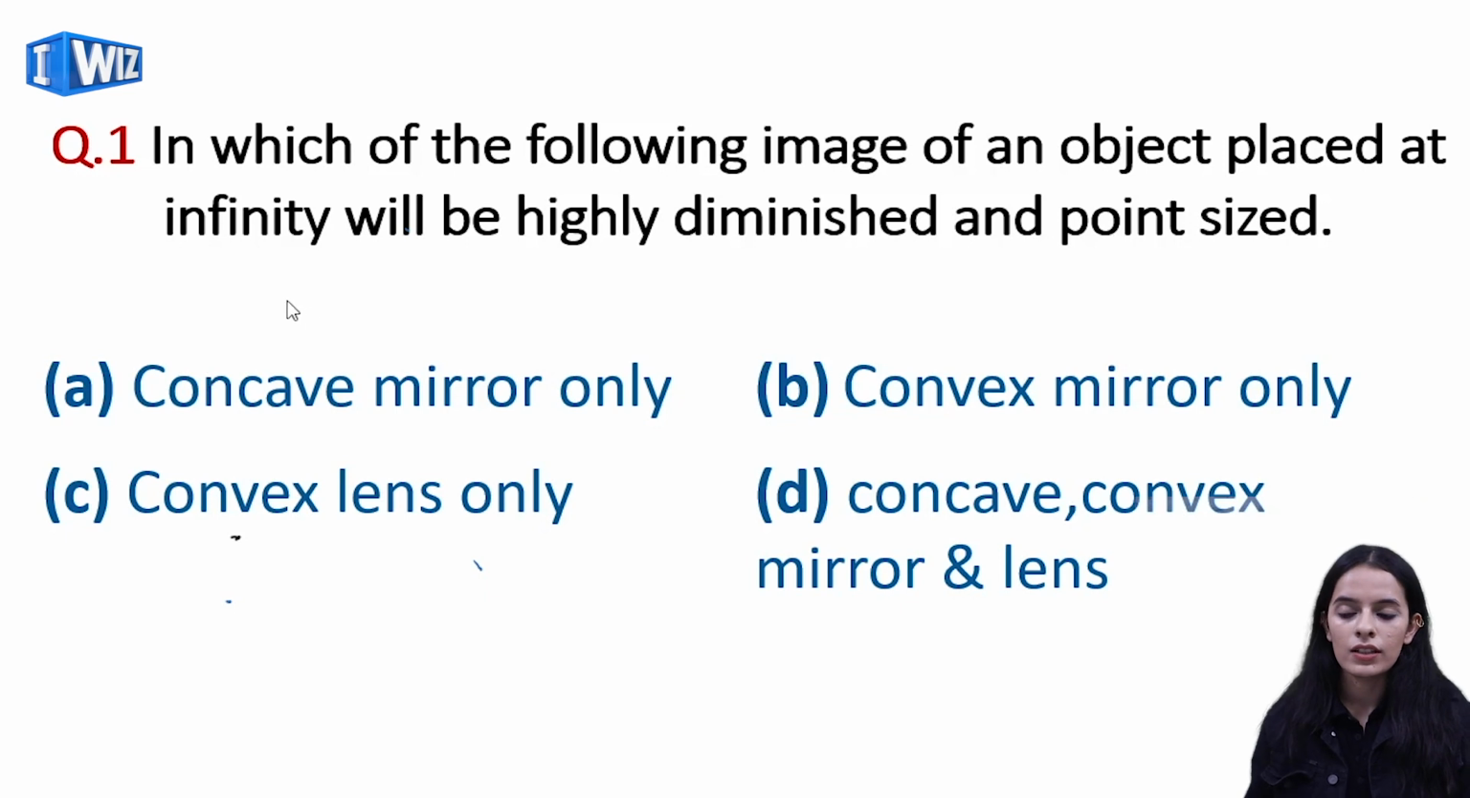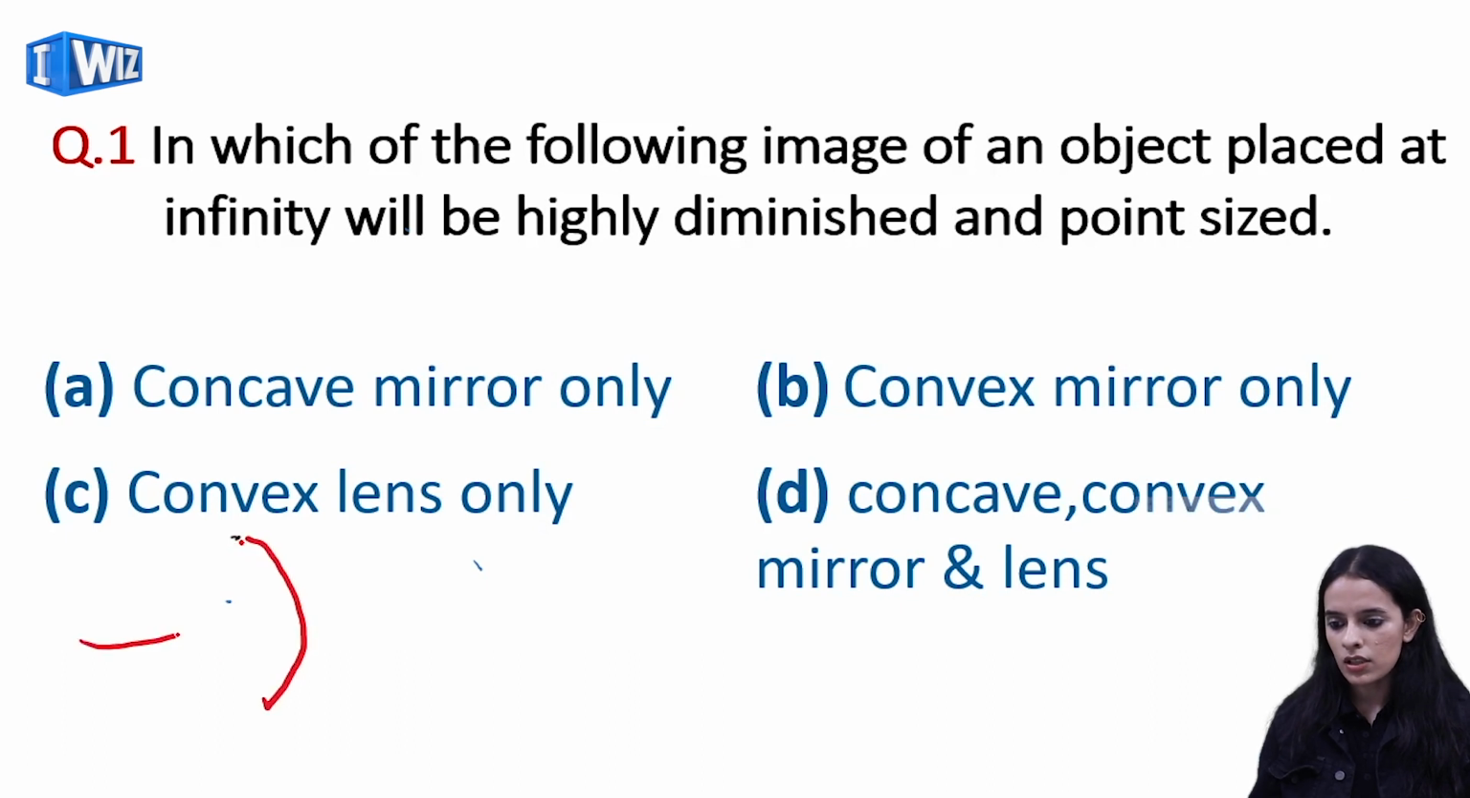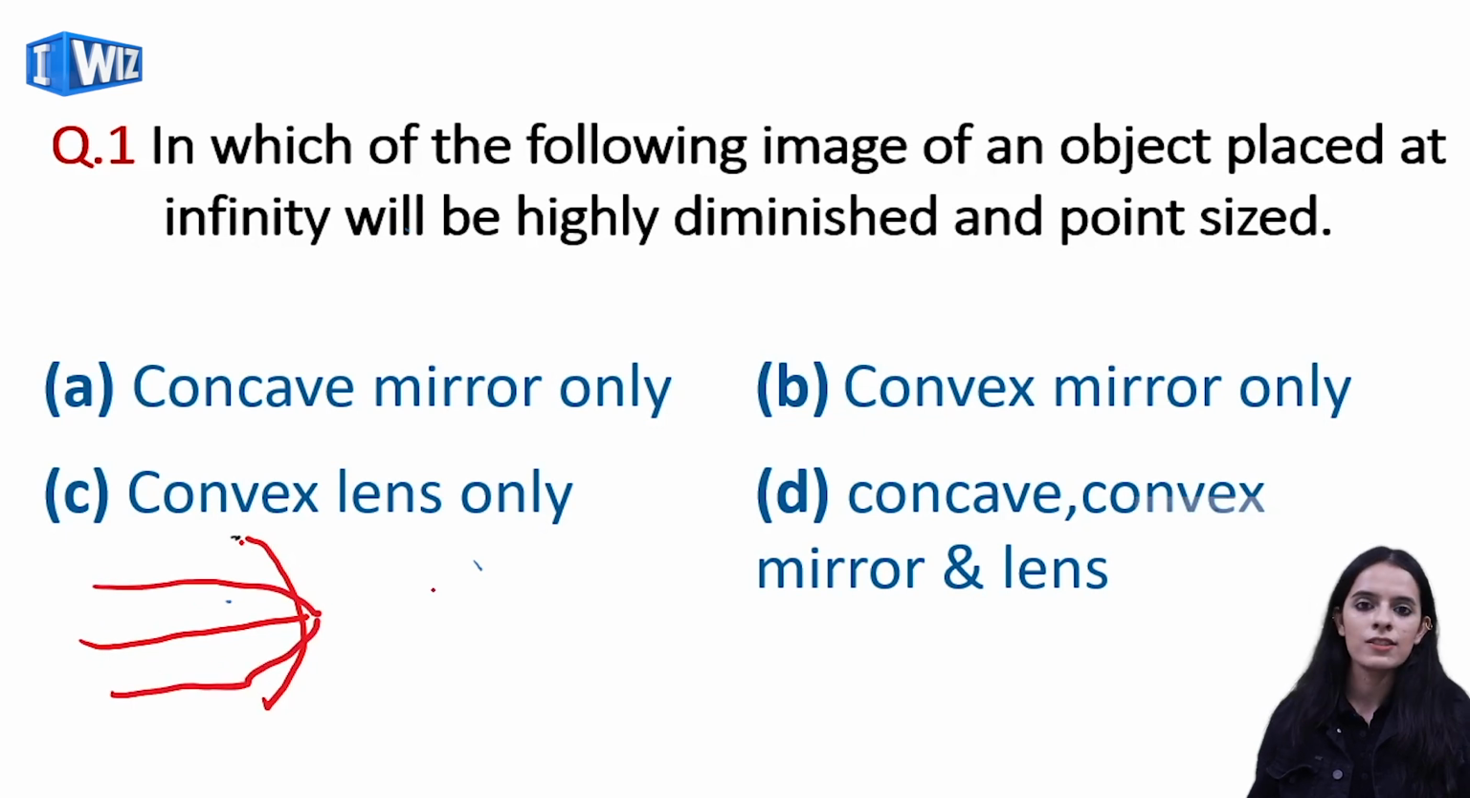First of all, there are two types of mirrors: one is the concave mirror and the second is the convex mirror. A concave mirror is a converging mirror. Why do we call it converging? Because it converges all the rays of light falling on it. Like the front of a spoon, it converges everything towards it.